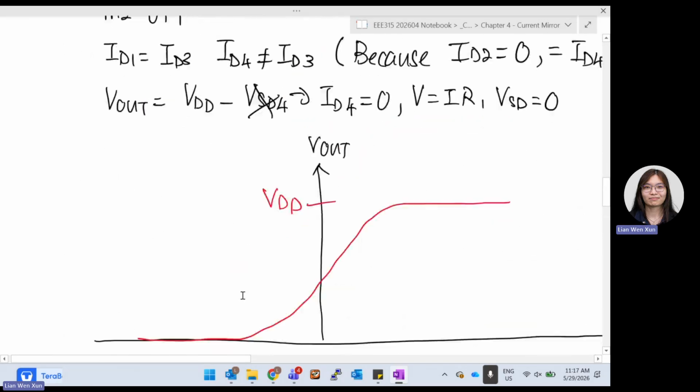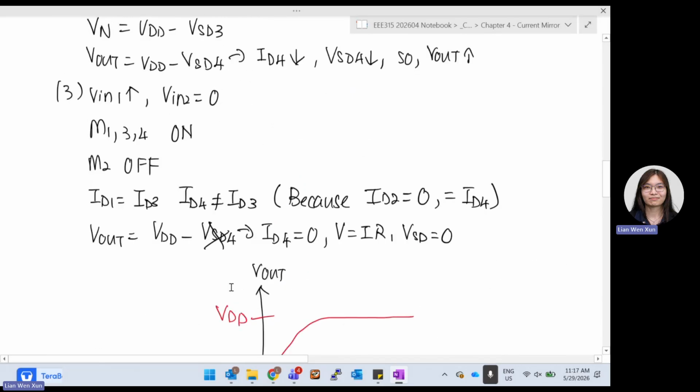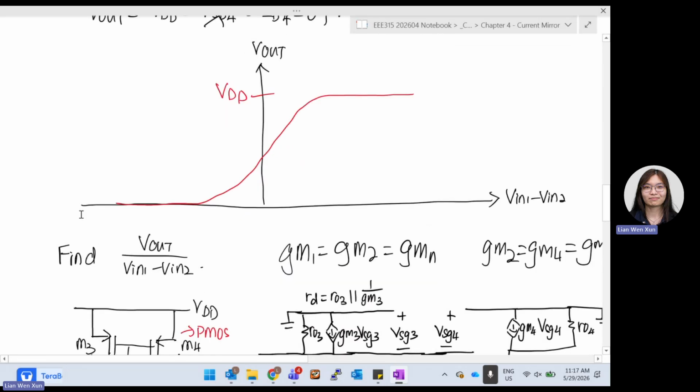So we can see a graph. Here is Vout, and here is Vin1 minus Vin2. Initially Vin1 is turned off, that's why there's no output. And then slowly, when you increase Vin1, your output is supposed to be increasing, supposedly until VDD.